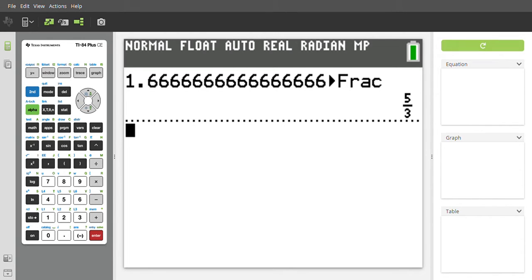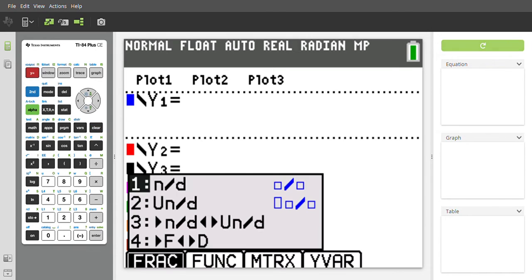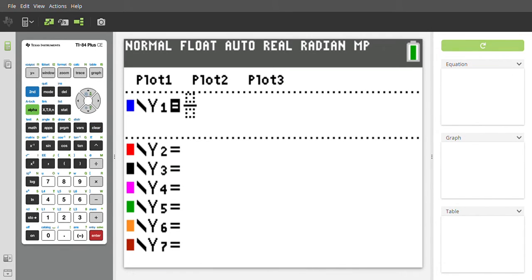All right, I've got 2 more examples for you. This next one is 1/2 x squared. So we're going to go alpha y equals, choose our fraction, 1/2 x squared minus 5x minus 12. Oopsie, minus, let me go back. I didn't get my 5.